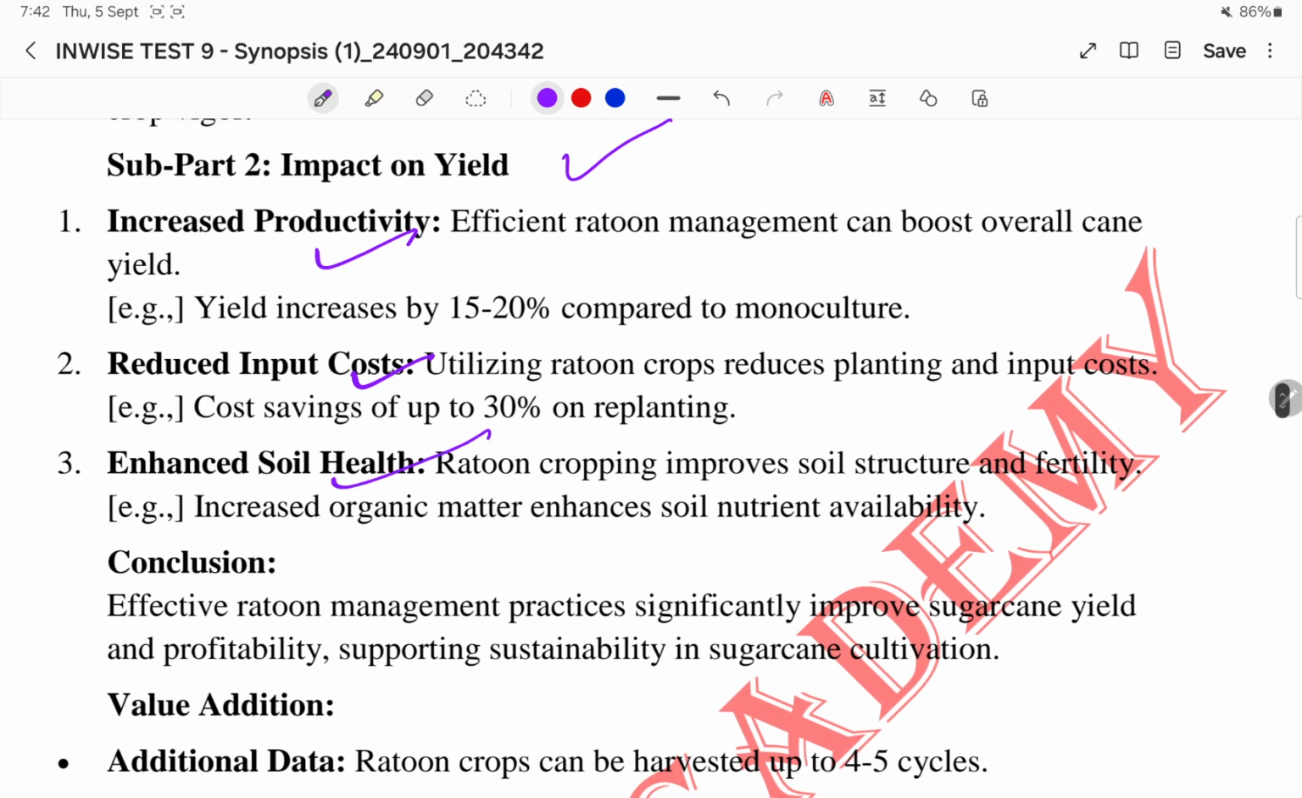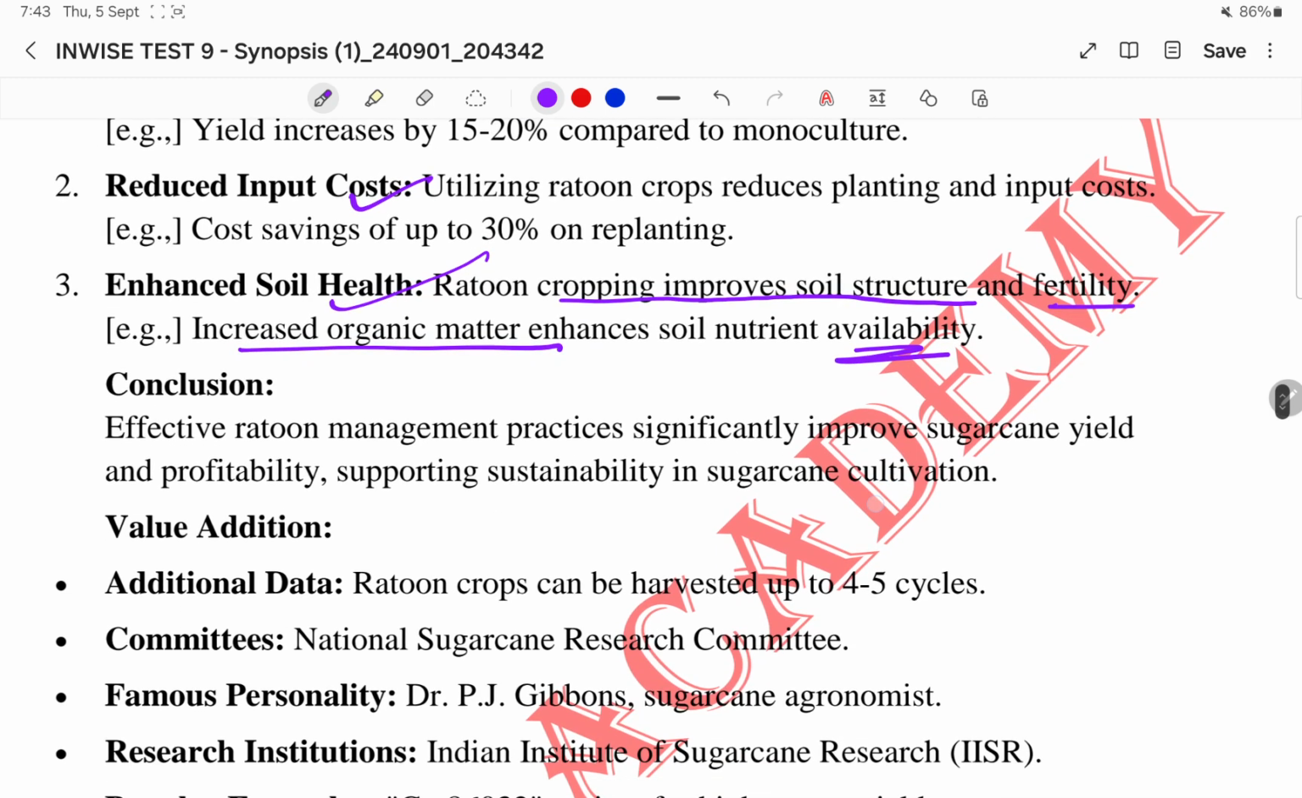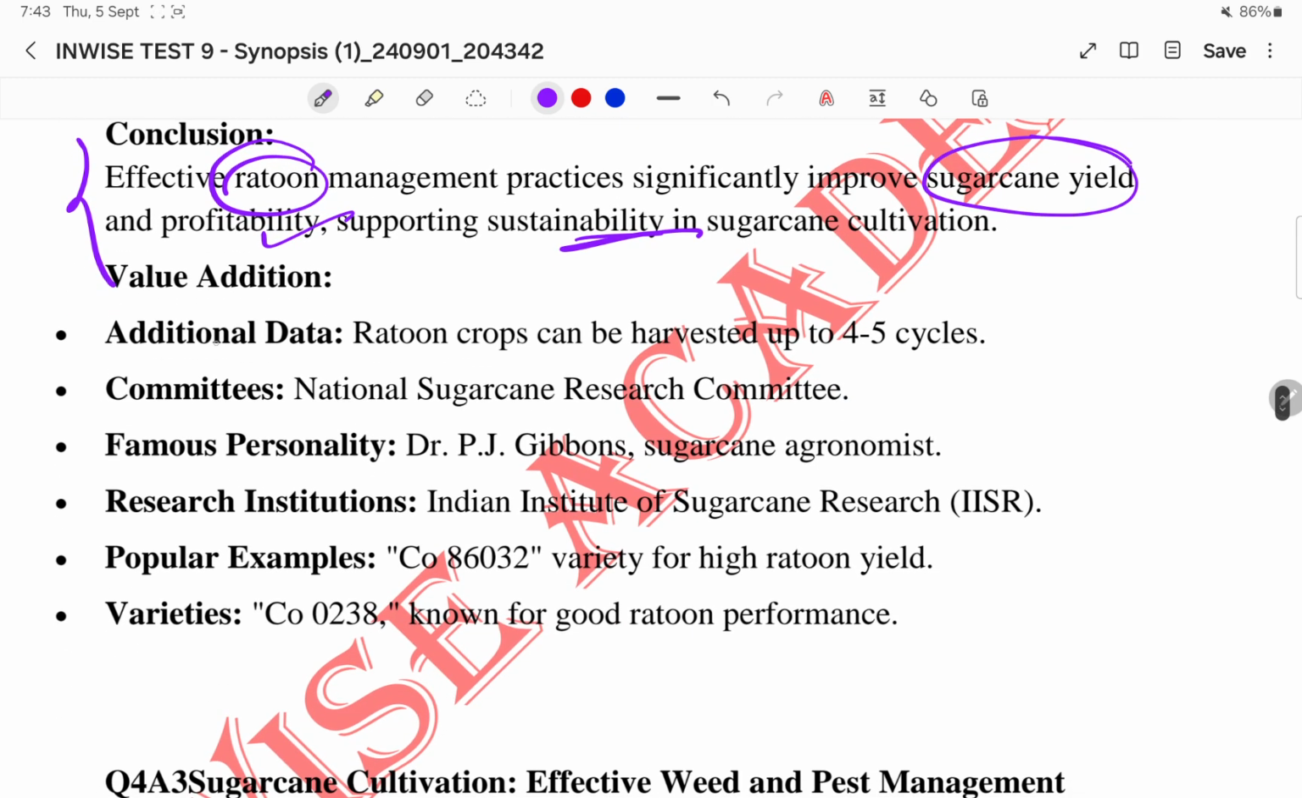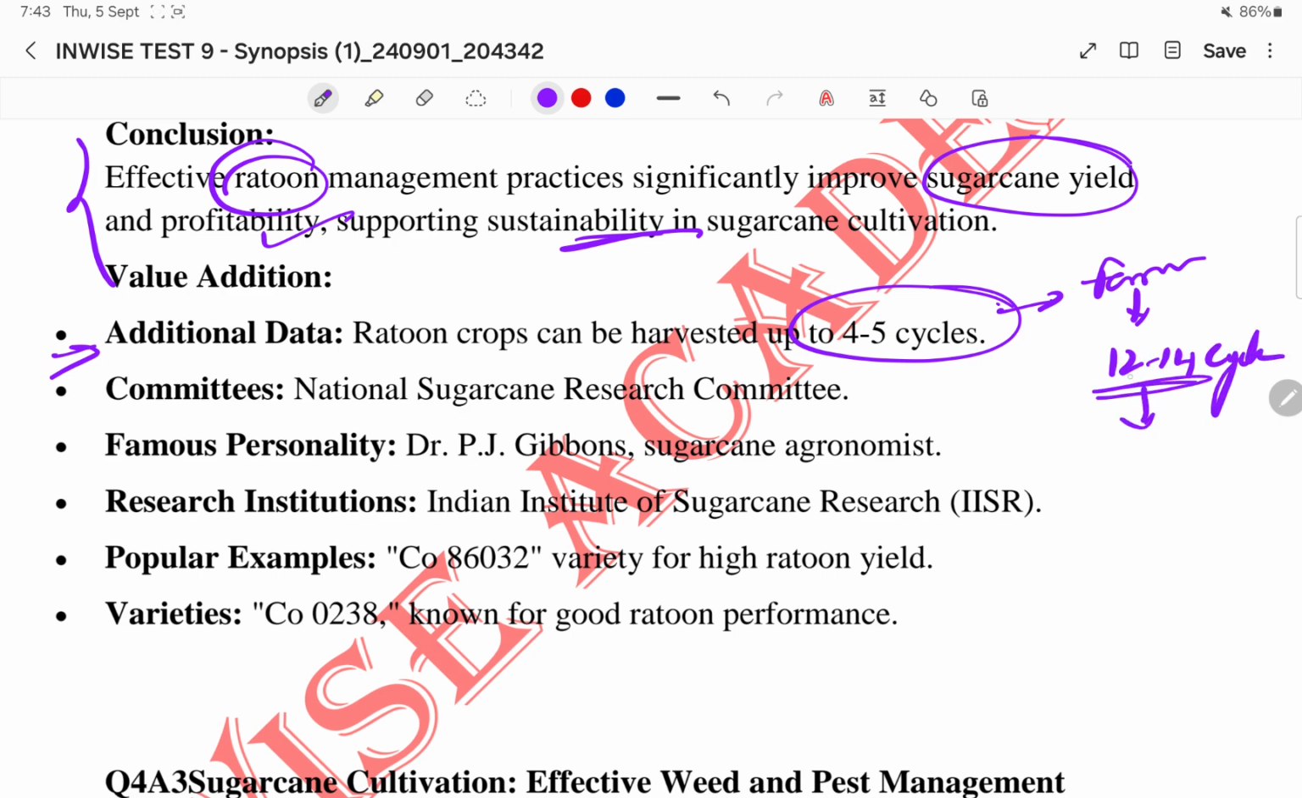Then enhancing soil health. See, ratoon cropping improves the soil structure and fertility, increases organic matter, and improves soil nutrient availability. Conclusion: effective ratoon management practices significantly improve the sugarcane yield and profitability. They support sustainability in sugarcane cultivation. Additional data: it can be harvested up to 4 to 5 cycles. And there is a farmer in Karnataka who is harvesting up to 12 to 14 cycles actually. So go and search about him. So much input cost will be reduced.